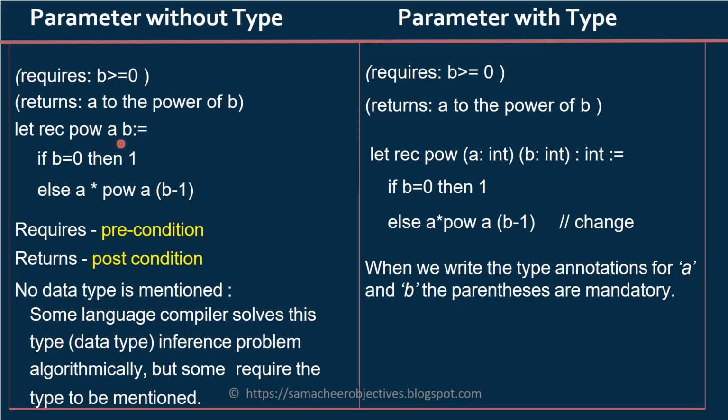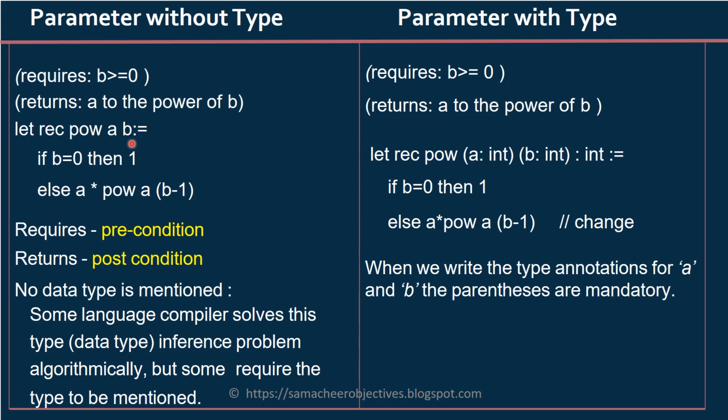This is the function definition. Okay, in C++ programming language, the definition is the name of the function followed by parenthesis. But in pseudocode, it is given as colon equals. So this is the function definition. The name of the function is POW. Since it is a recursive function, it is given with the keyword let rec. And there are two parameters A and B, and no data type is specified. So it is given as parameter without type, that is without data type.